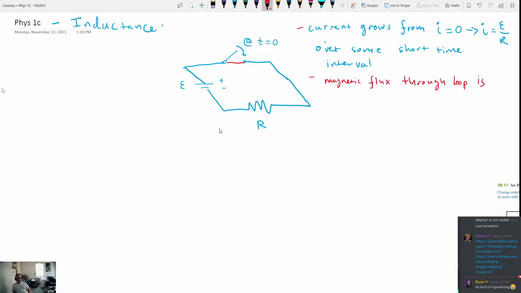Oh, maybe I should be more clear about this. When we close the circuit, there's going to be current flow, right? Like this. And that current flow produces a magnetic field, right? If the current's flowing out towards us this way, then the magnetic field lines are going to look like this.